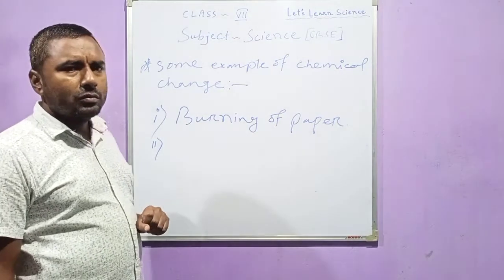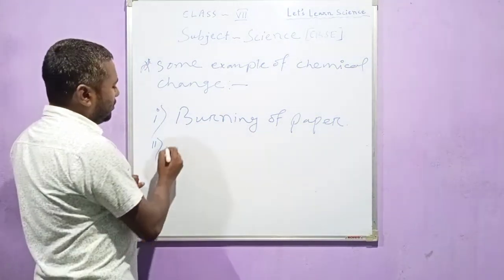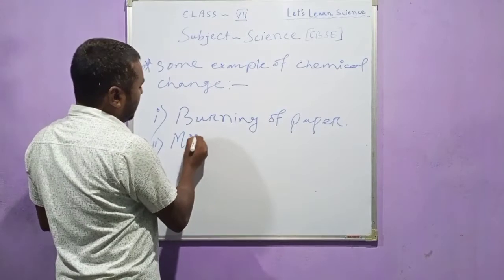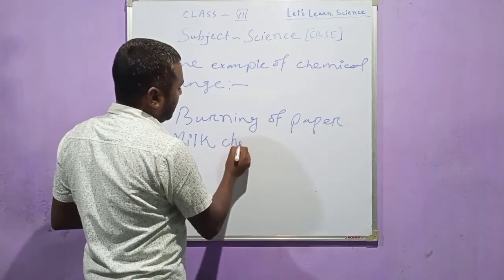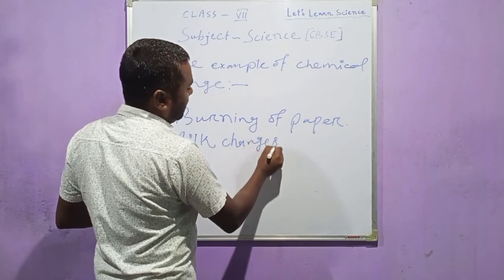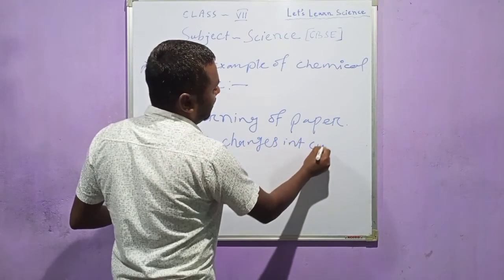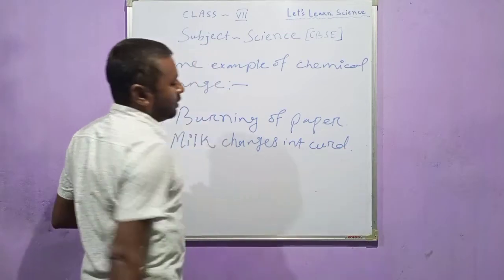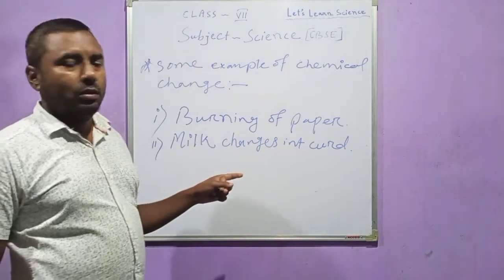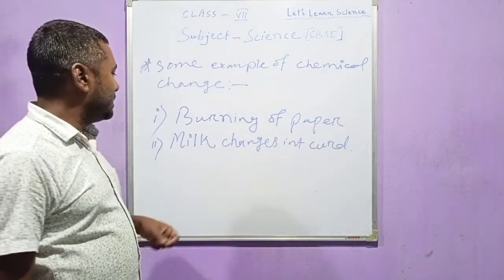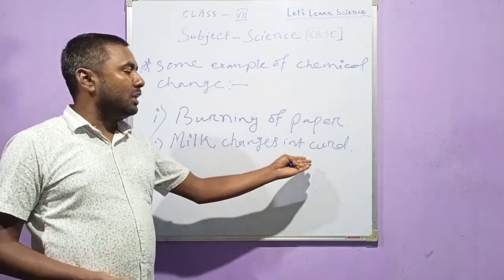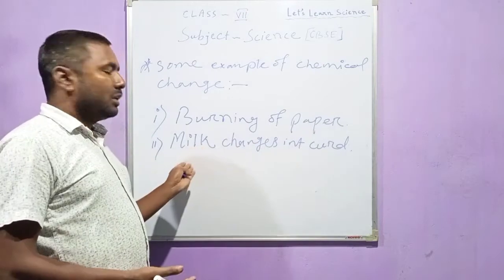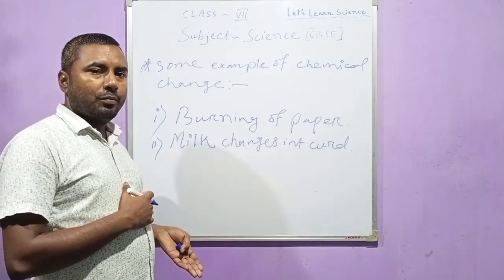Then milk changes into curd. So that is also one of the examples of a chemical change. When milk changes into curd, then it becomes a totally new substance. From the curd, we cannot get back the milk.